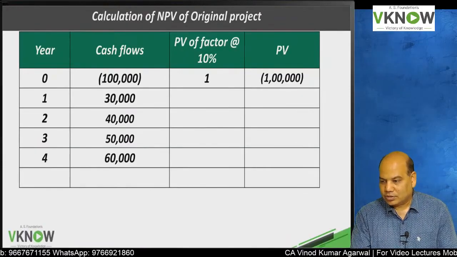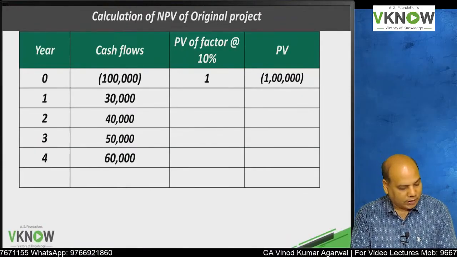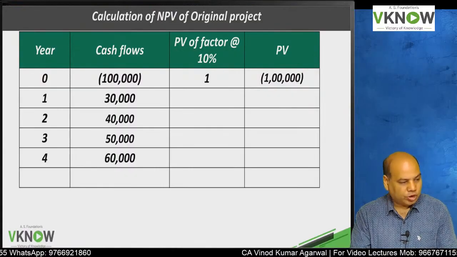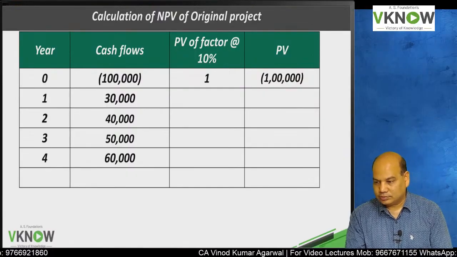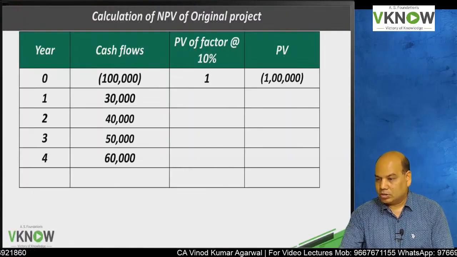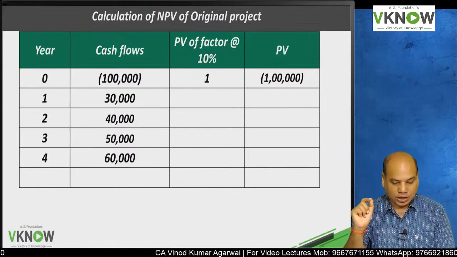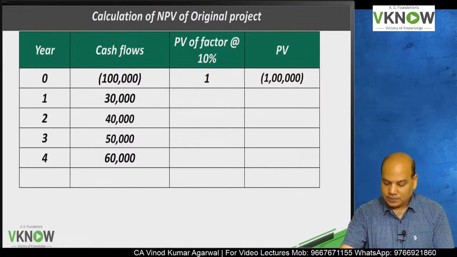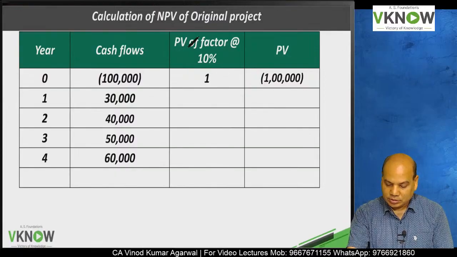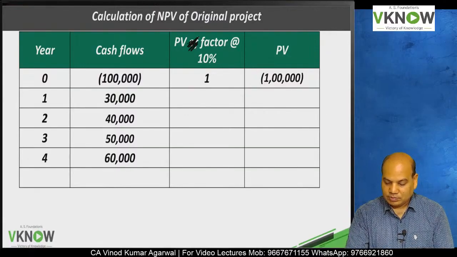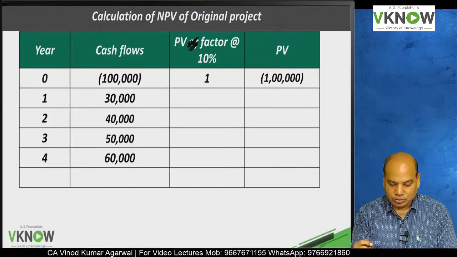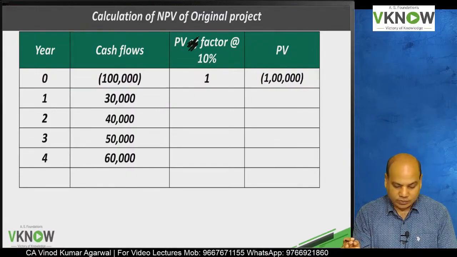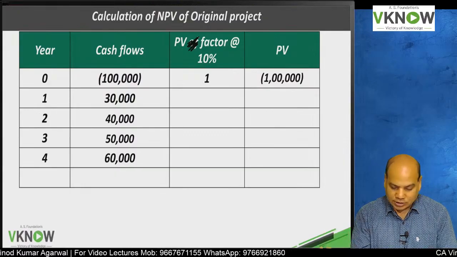Say yes. Write down calculation of NPV of the original project. 4 columns only: year, cash flow, PV factor at 10%, PV. PV factor is given, so I am going to use it. Year, write down 0, 1, 2, 3, 4. It's a 4-year project. Cash flow, write 1 lakh in bracket, then 30,000, 40,000, 50,000, 60,000.